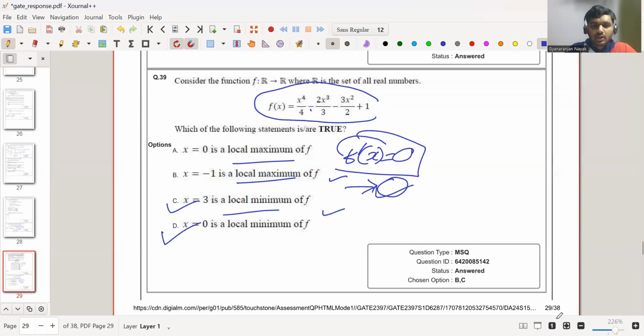For local minimum, x equals 3, and for local minimum also x equals 0. Here, x equals 3 and x equals 0 for local minimum. Okay, we proceed for next.